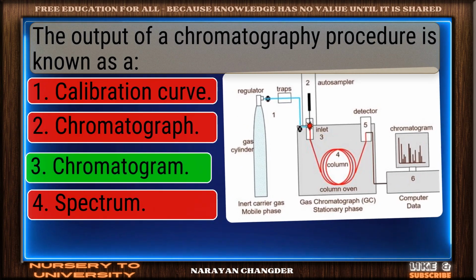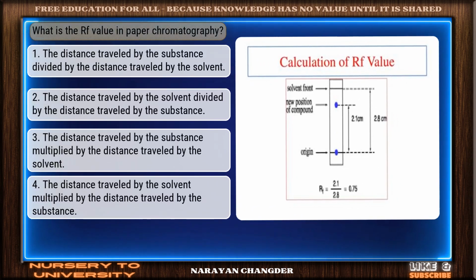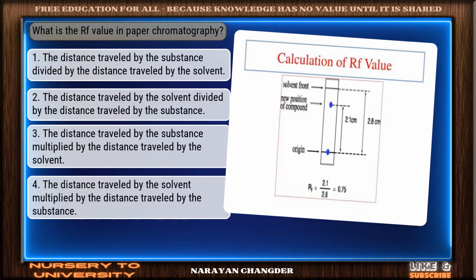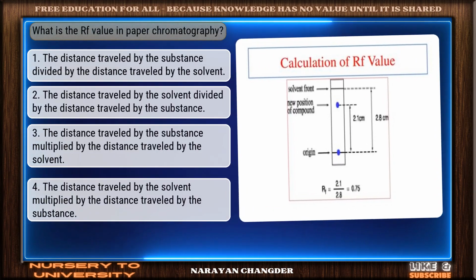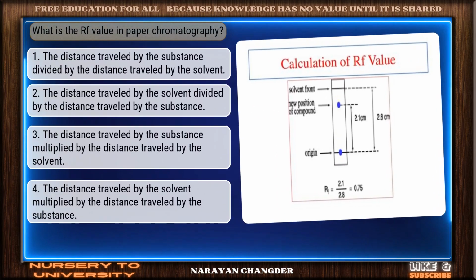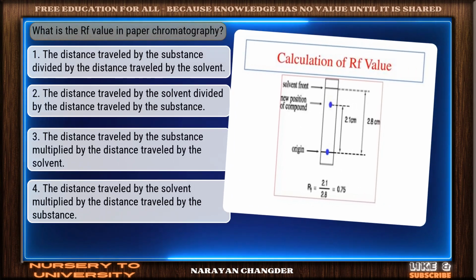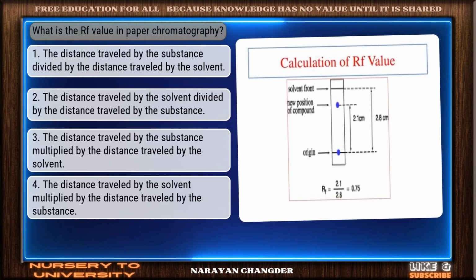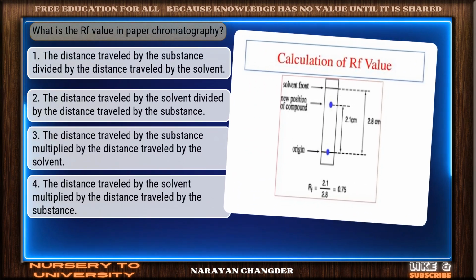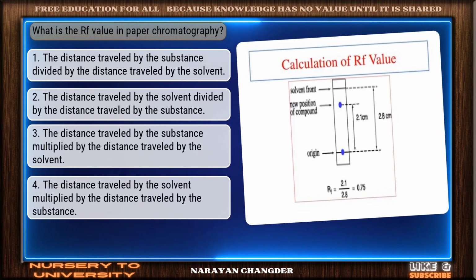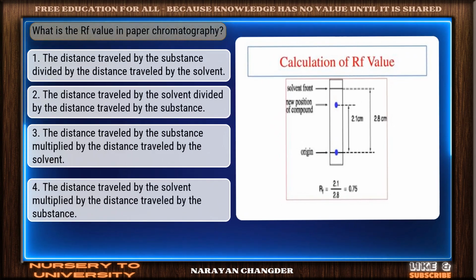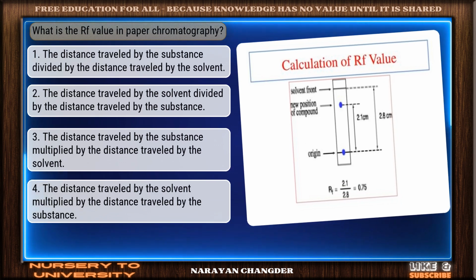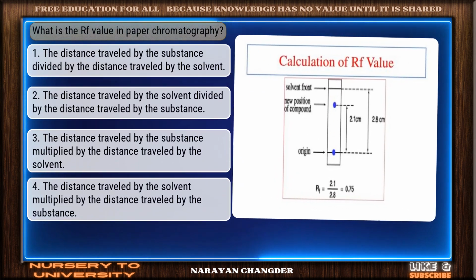Well done, chromatogram. What is the RF value in paper chromatography? Option 1, the distance traveled by the substance divided by the distance traveled by the solvent. Option 2, the distance traveled by the solvent divided by the distance traveled by the substance. Option 3, the distance traveled by the substance multiplied by the distance traveled by the solvent. Option 4, the distance traveled by the solvent multiplied by the distance traveled by the substance.